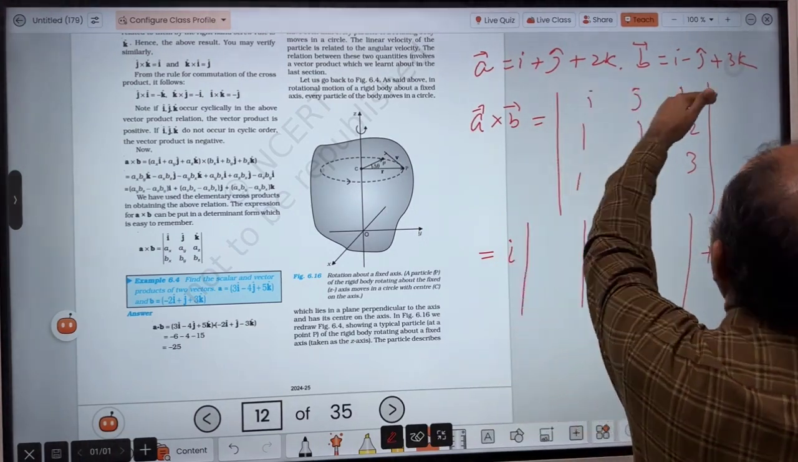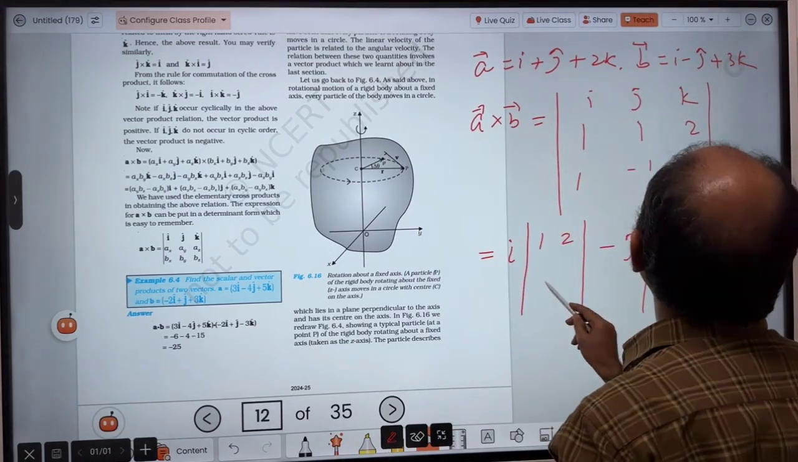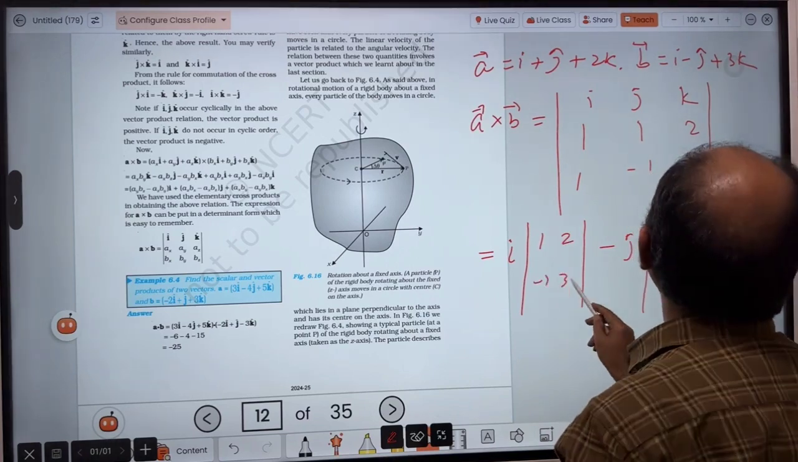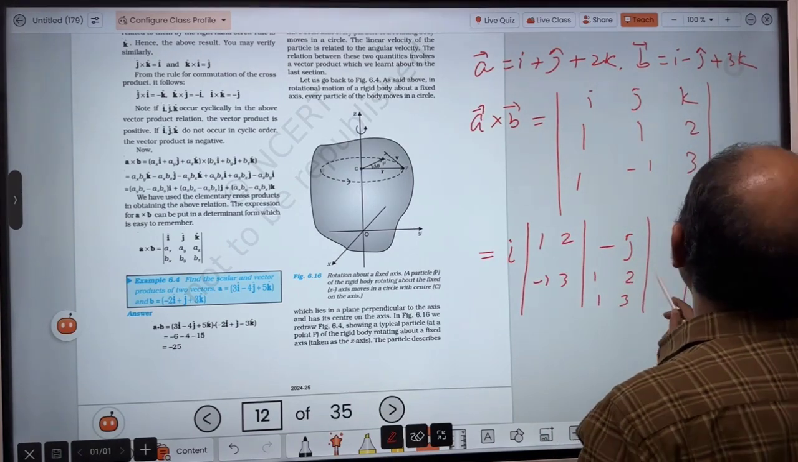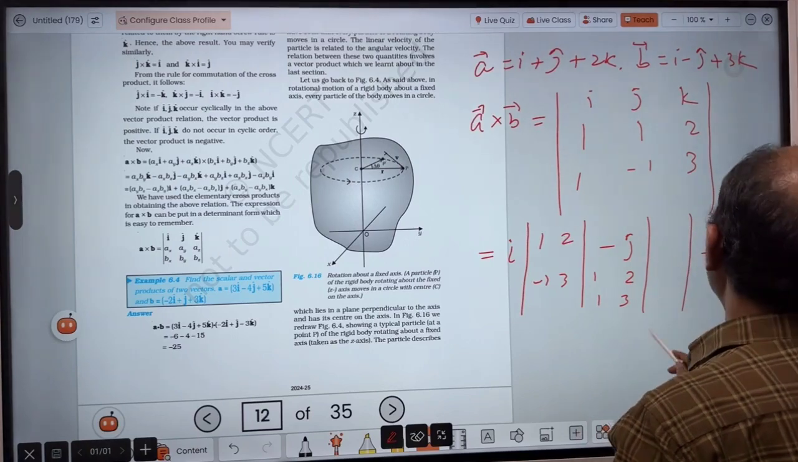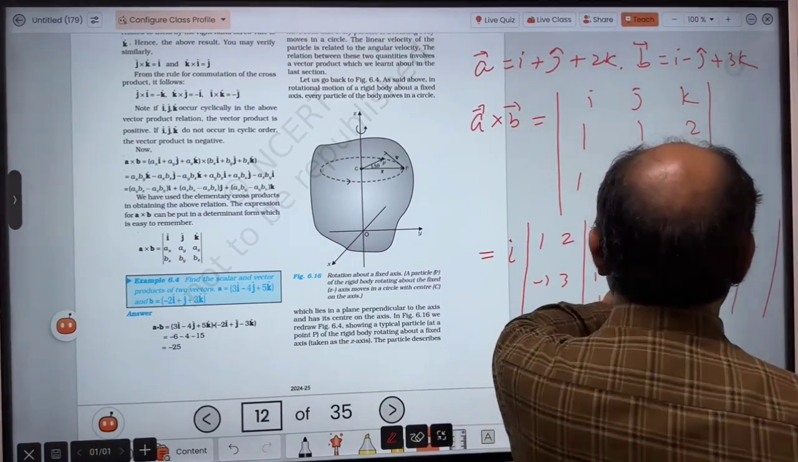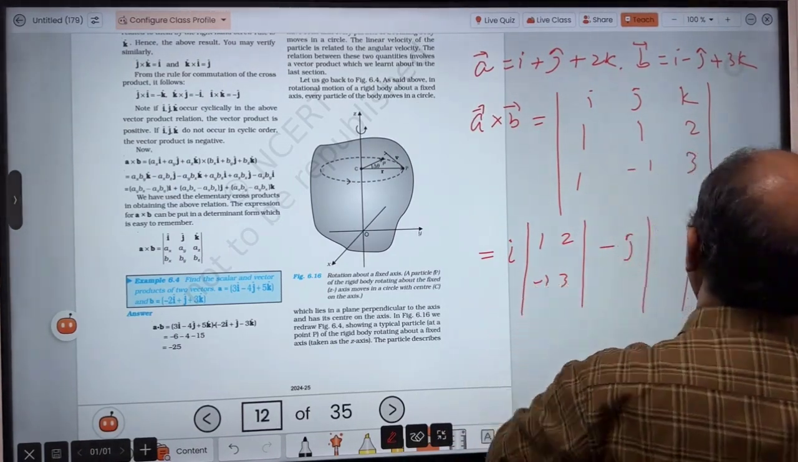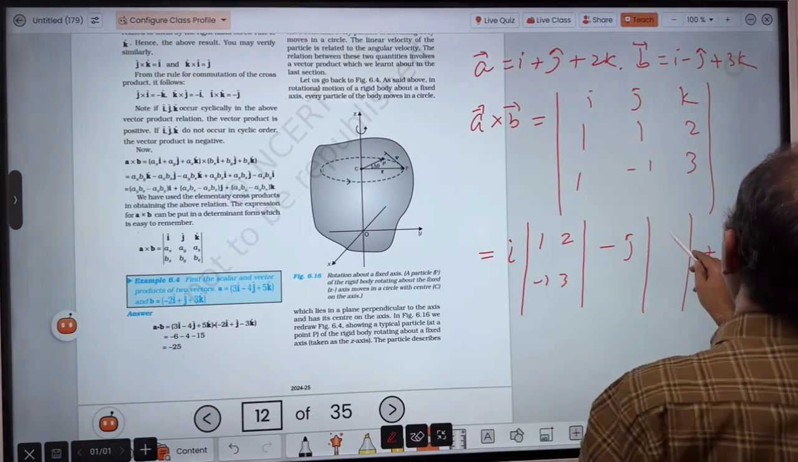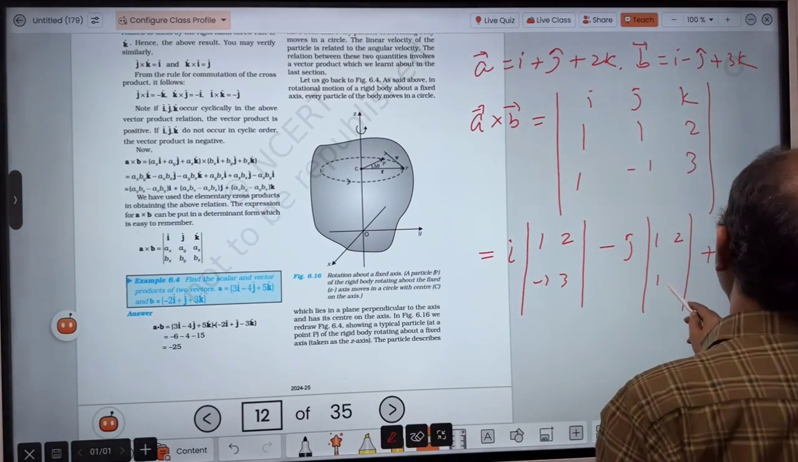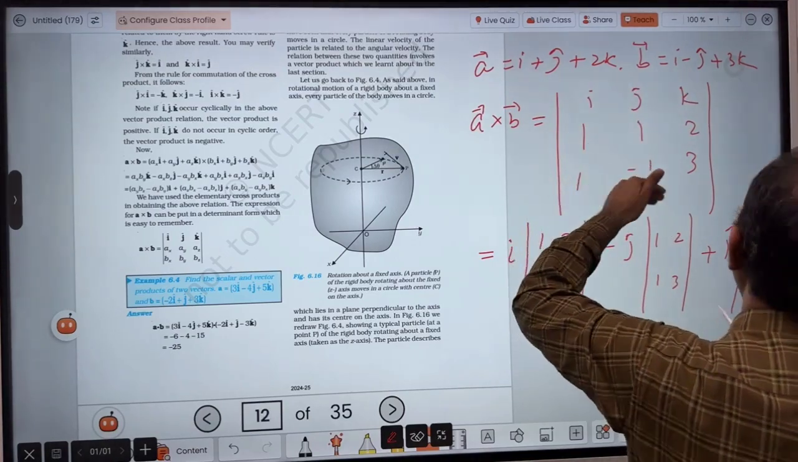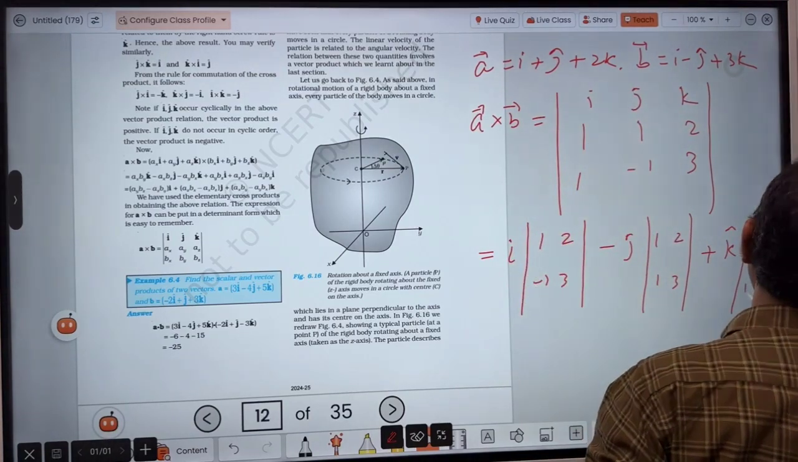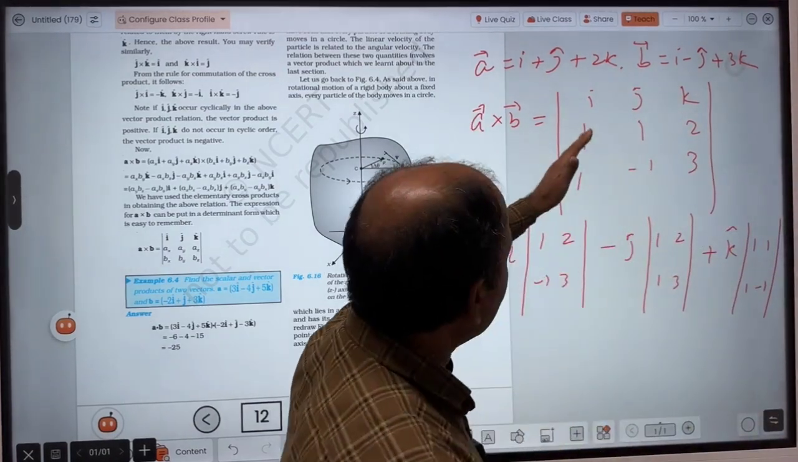So for this column, this row should be left out. So 1, 2, and then minus 1 and 3, then this. So 1, 2, 1, 3, and then for k, sorry, I'm mistaken. Here I have written: minus j, and we leave out this, so 1, 2, 1, 3, and then this one. So 1, 1, 1, minus 1. I think you have understood.